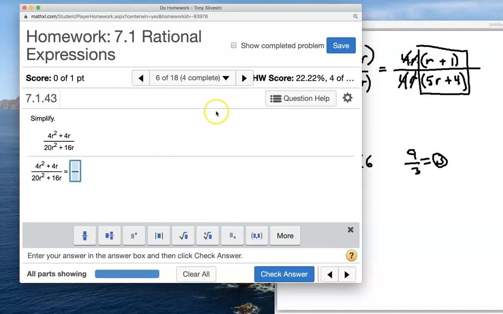fraction. You don't need these parentheses. You could put them in, it'll take it, but you don't need those parentheses because that bundle isn't being multiplied by anything, so you can leave it alone. And 5r plus 4.